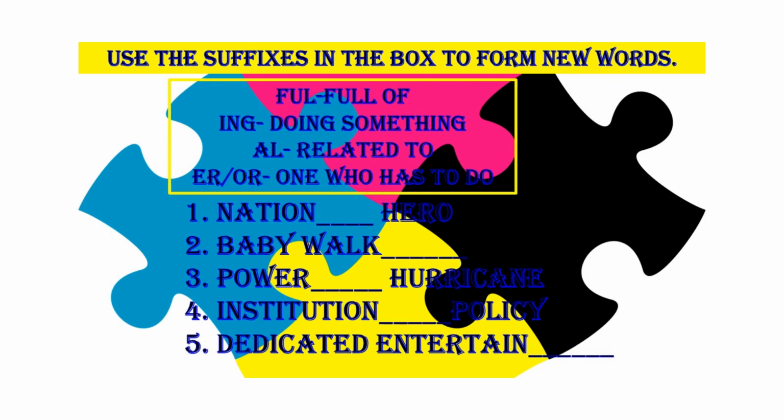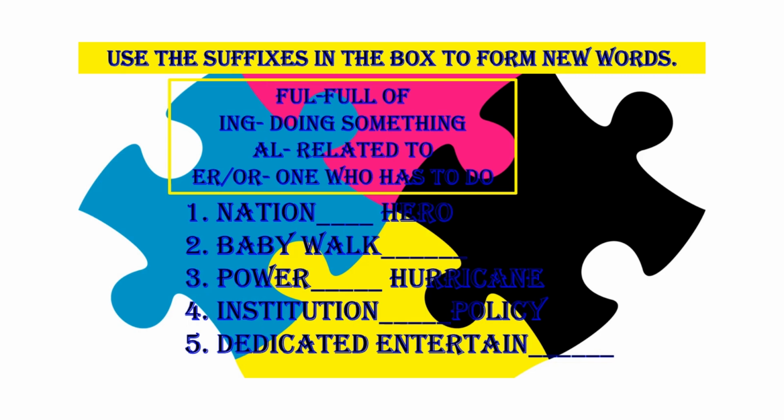Round 2. In this round, you are asked to form new words by adding a suffix at the end of each of the following words listed below. Number 1, nation blank hero. Number 2, baby walk blank. Number 3, power blank hurricane. Number 4, institution blank policy. And number 5, dedicated entertain blank.